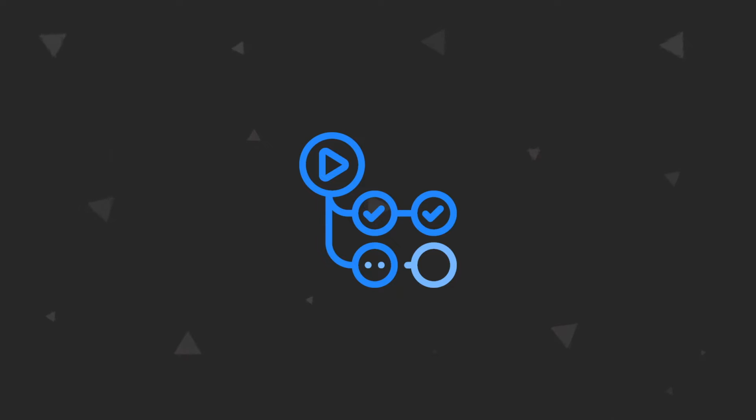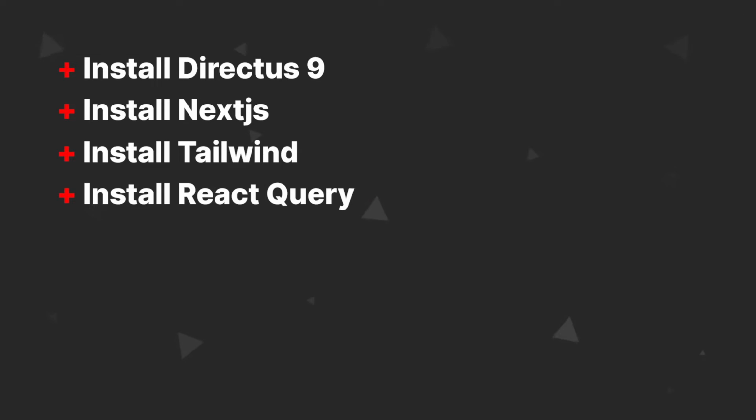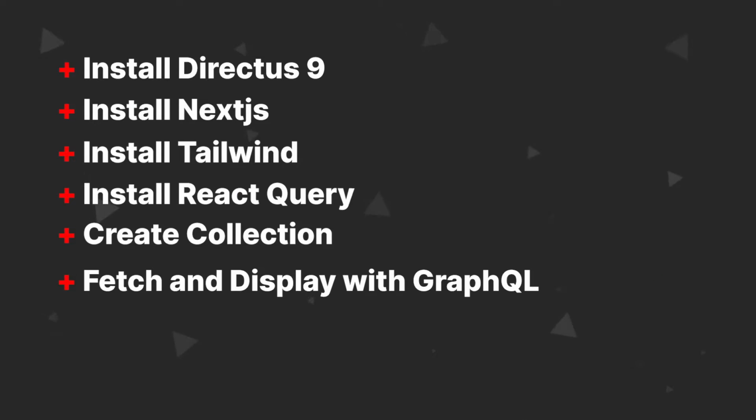But before all that, we have to start somewhere, so the goal for this episode will be to install Directus 9, Next.js, Tailwind, React Query, create a simple collection in Directus 9 and display it on the page with GraphQL. So let's get started.